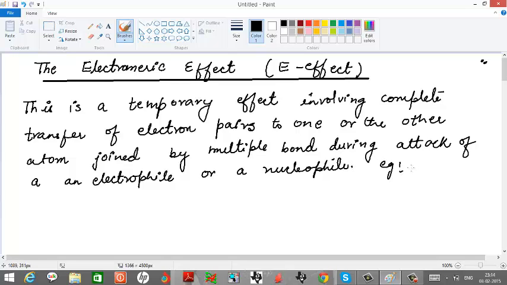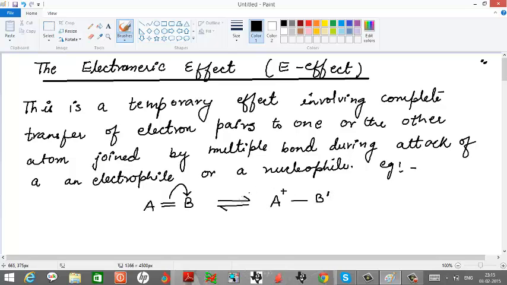For example, suppose we have A and B compound which is bonded with a double bond. Now A and B have a difference in electronegativity. So B will try to pull the electrons towards itself. It means this bonded pair, the double bond, will break and there will be a formation of a positive and a negative ion.